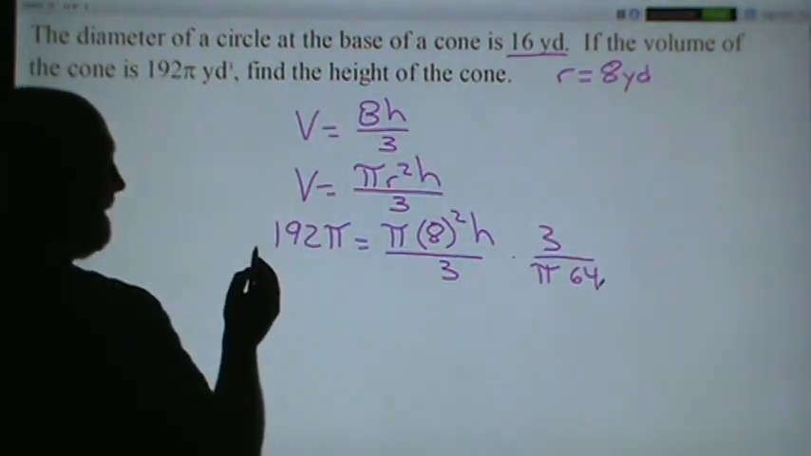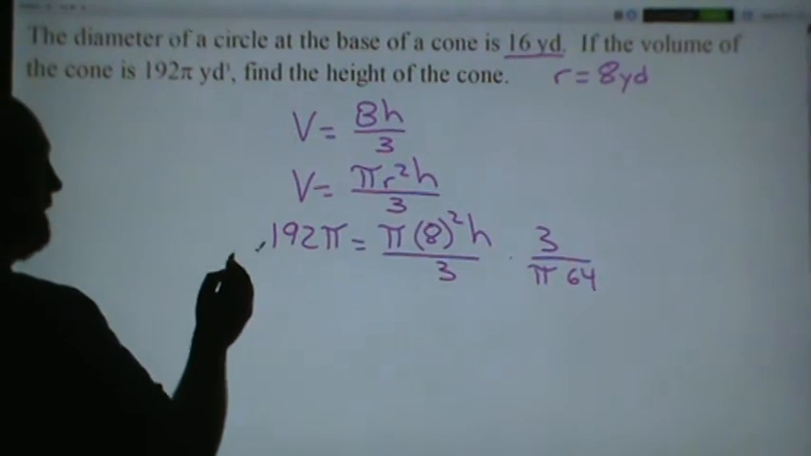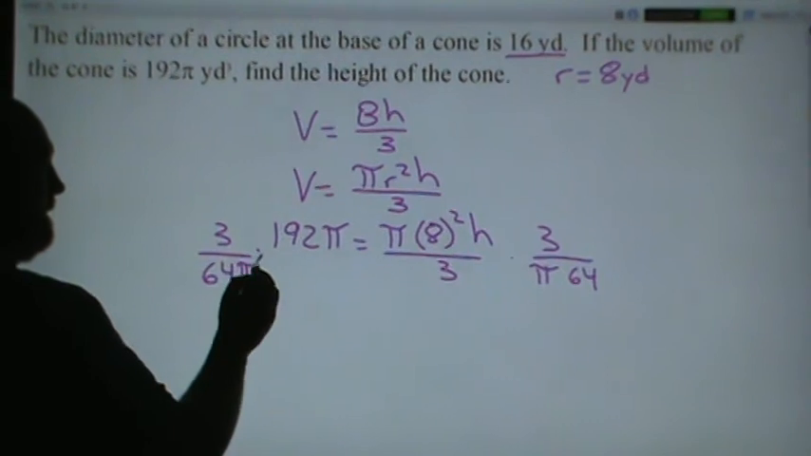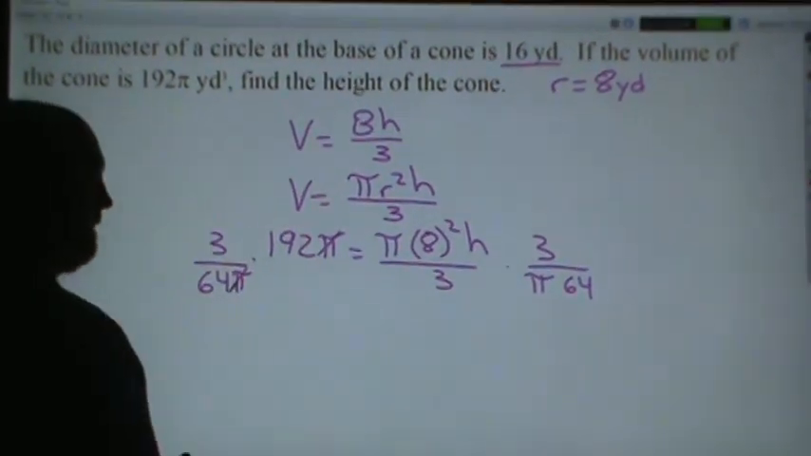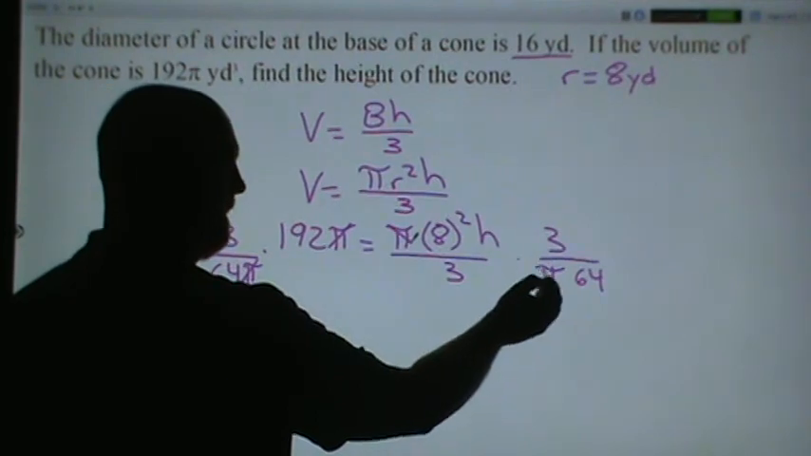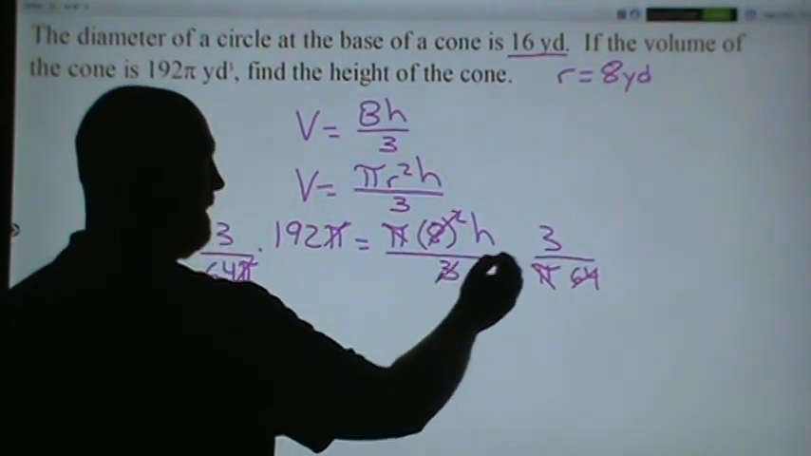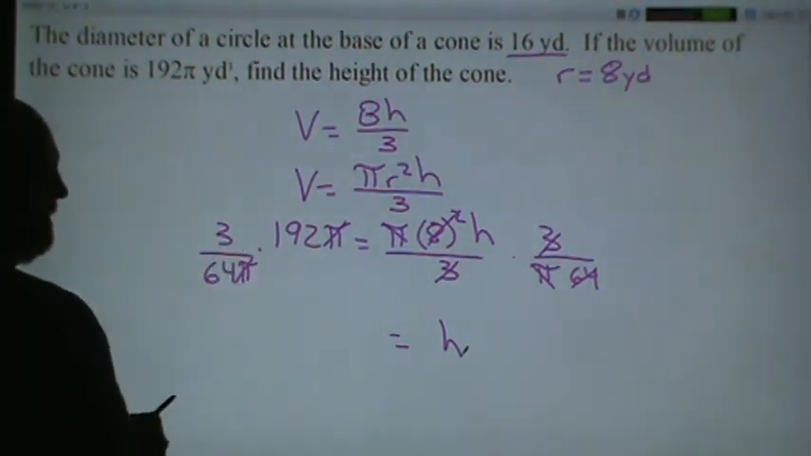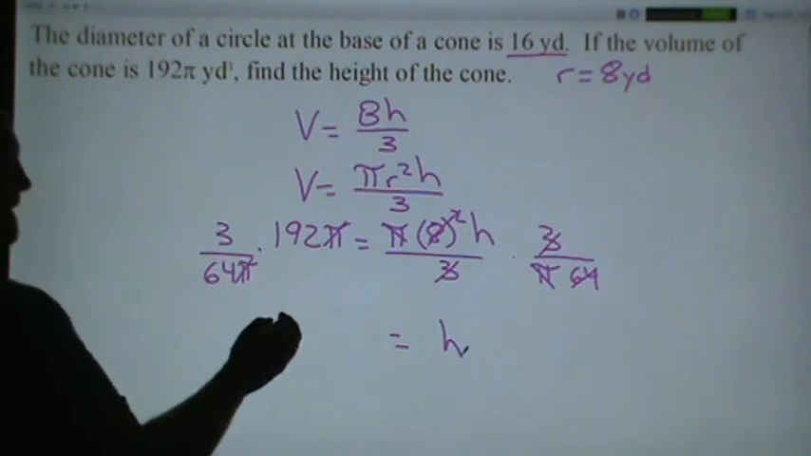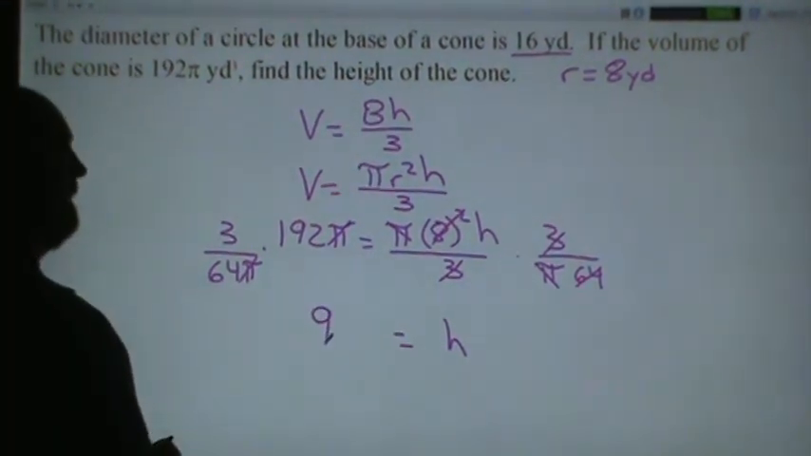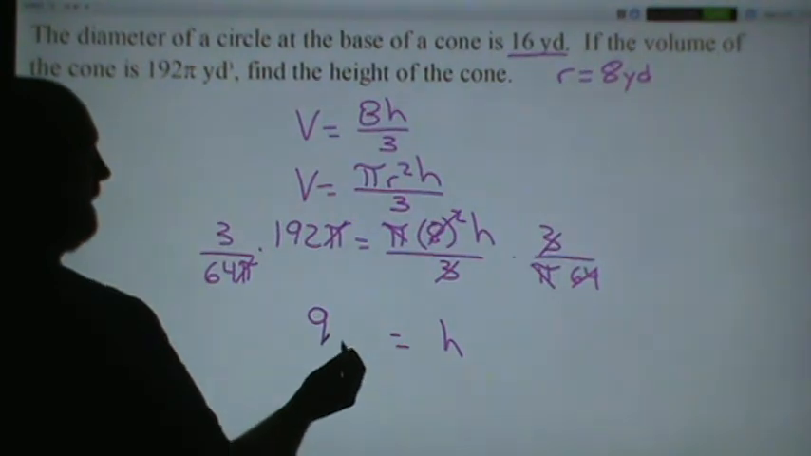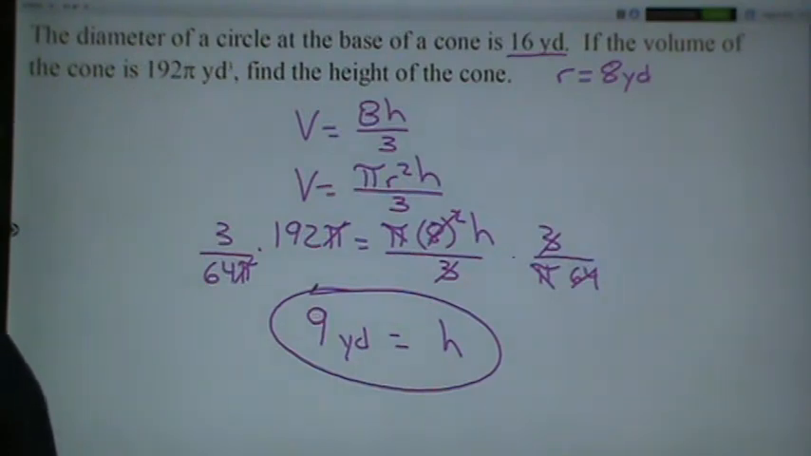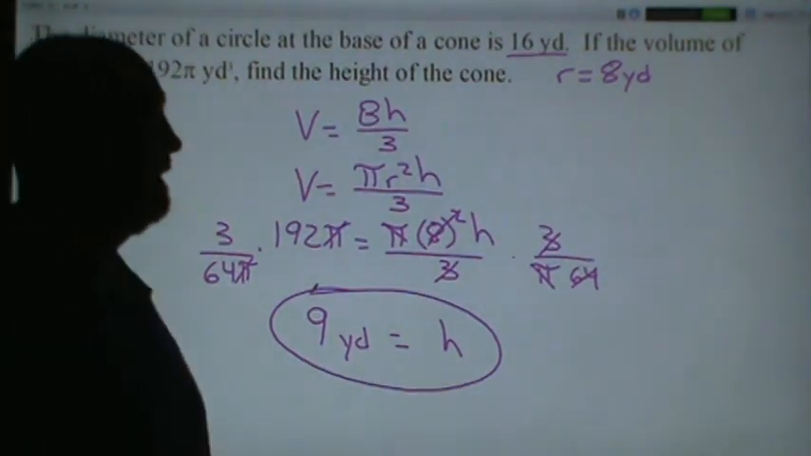Since I multiplied by that 3 over pi times 64, I'm going to do the same thing over here: 3 over 64 pi. Well, the pi's cancel. That works out great for me. And over here, everything cancels. The pi's are gone, the 8 squared and the 64 are gone, the 3's are gone. I'm left with h. So 192 divided by 64, that's 3. 3 times 3 is 9. And I need a unit: yards, since height is in yards. So that's all of your notes on cones. Good luck with this unit.